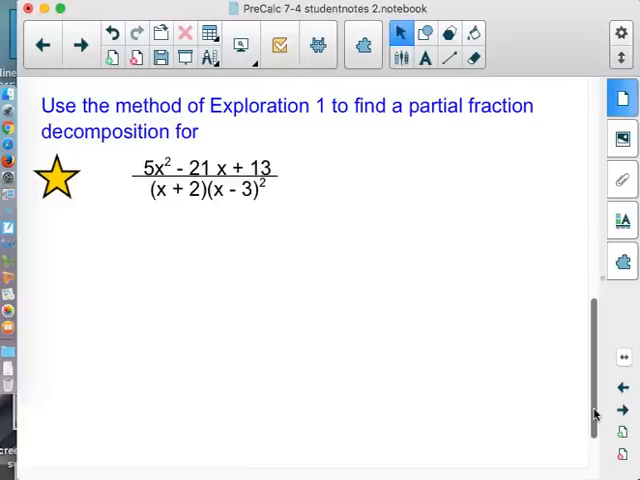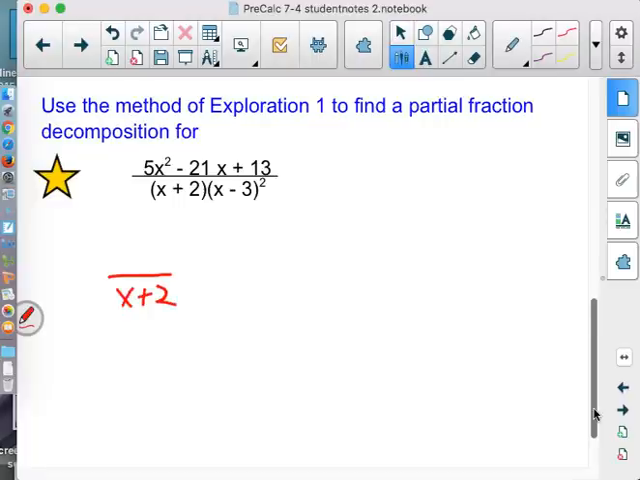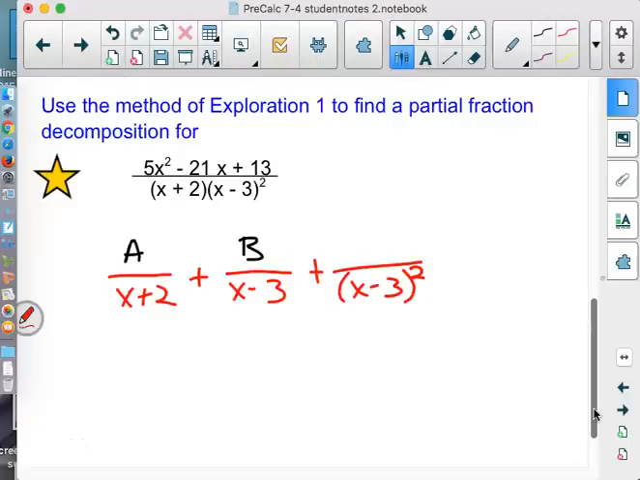Alrighty. Whew! Look at that one. Ooh, it's a monster. Alright. So I look at my denominator and I realize it could be something over an x plus 2. Well, that's a linear factor. So that's just A. Could be that there's just an x minus 3 on one of them. That's also. One that actually had the x minus 3 squared on it. But again, that is a reducible quadratic, so that gets a linear factor.